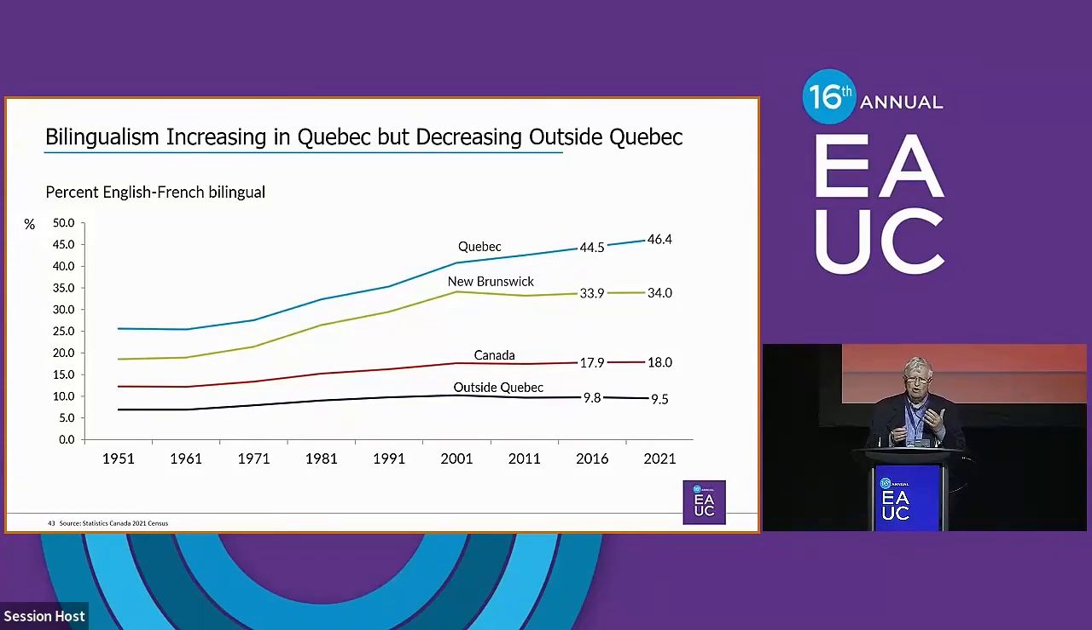There's been an increase in bilingualism in Quebec, getting up to nearly half of Quebecers able to speak both English and French, while in the rest of Canada, there's been a slow decline in bilingualism. So overall, numbers have stayed the same. New Brunswick numbers have pretty much been the same for 2 decades.